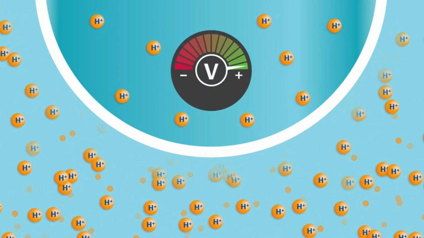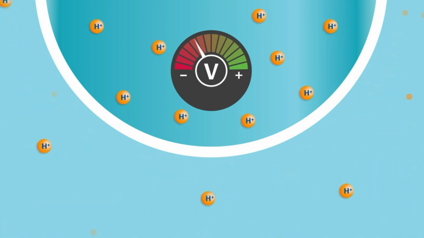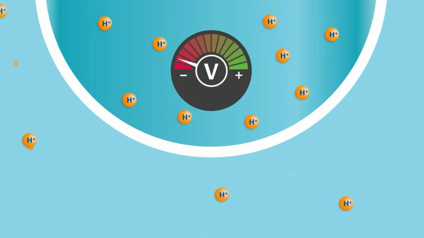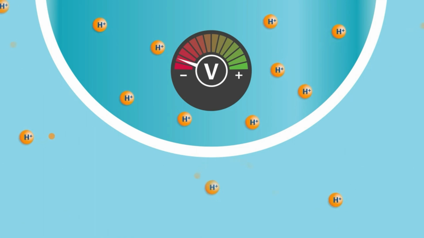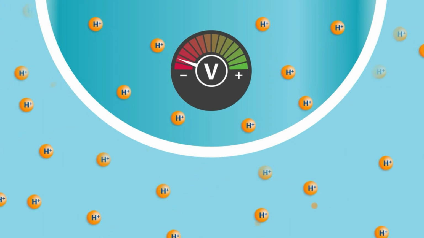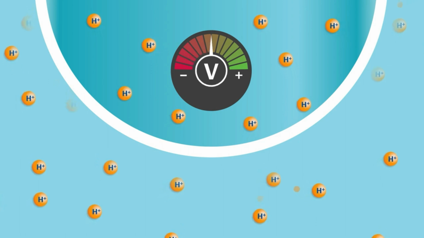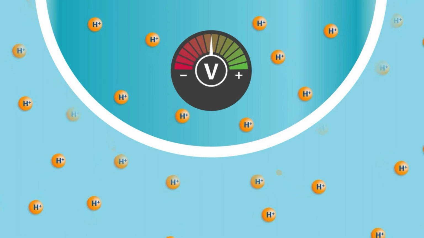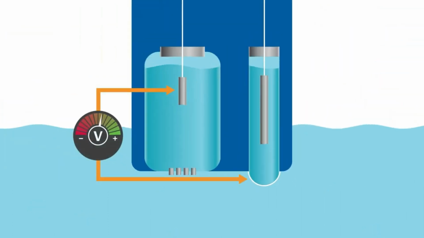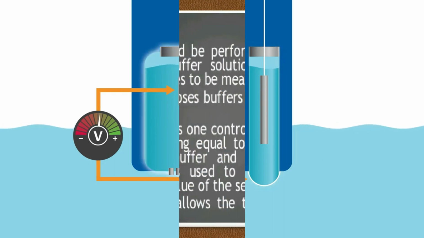If the hydrogen ion concentration is lower on the outside of the glass than on the inside, a negative voltage occurs, indicating the process is basic. If the hydrogen ion concentration is the same on each side of the glass electrode, the voltage is 0, indicating the process is at a neutral pH of 7. The pH of the process fluid is calculated from the voltage difference between the pH-sensitive electrode and the reference electrode.